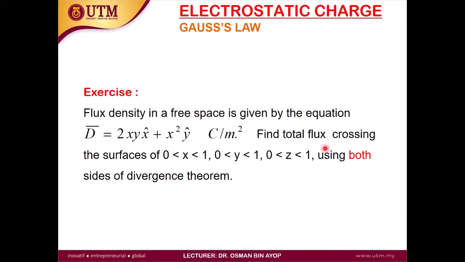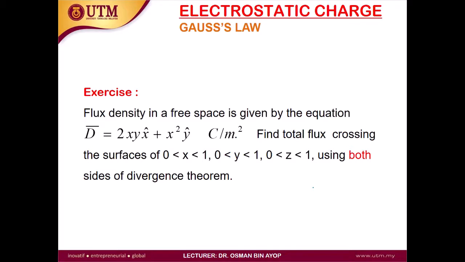Okay, this is your exercise. Let's say you have the flux density in free space given by the equation D equal to 2xy in the direction of x plus x squared in the direction of y coulomb per meter squared. Find the total flux crossing the surface of 0 to 1 in the x direction, and then we have the y direction, 0 to 1, and 0 to 1 also for z. So basically this is a cube, and you have to solve using both sides of the divergence theorem.